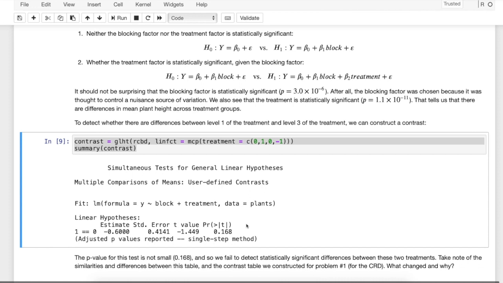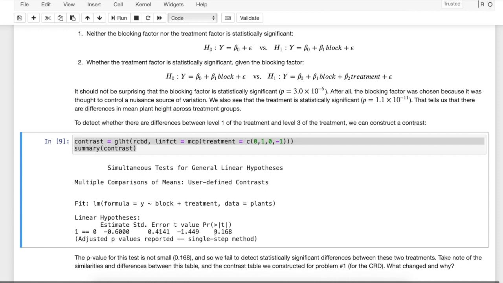But the overall point here is to test the difference between level 1 and level 3, and this p-value does that. So this p-value is not very small, and so we would fail to reject the null hypothesis here, and the null hypothesis is that the two means are equal. So we don't detect statistically significant differences between these two treatments.